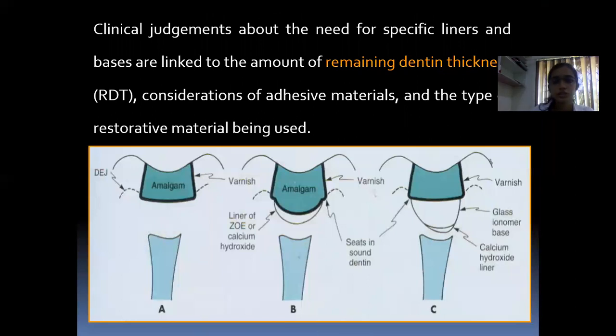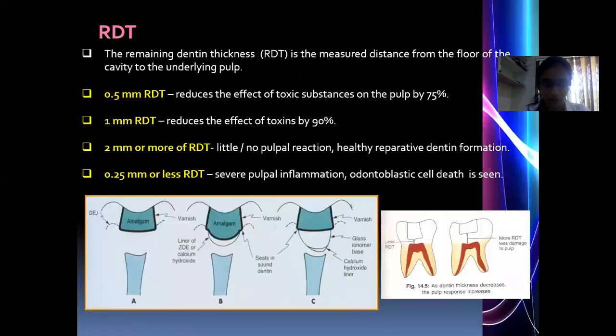The clinical judgment about the need of a specific liner or a base depends upon the amount of remaining dentin thickness which is present. The remaining dentin thickness should normally be 1.5 to 2 mm. The more the remaining dentin thickness, the less damage to the pulp. The less the remaining dentin thickness, the more damage to the pulp. So the remaining dentin thickness should be a minimum of 1.5 to 2 mm.